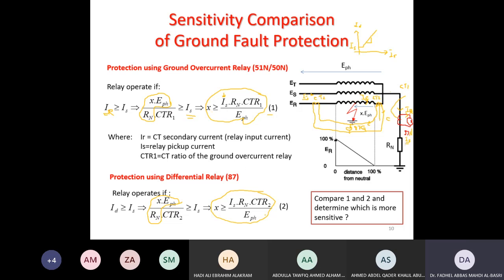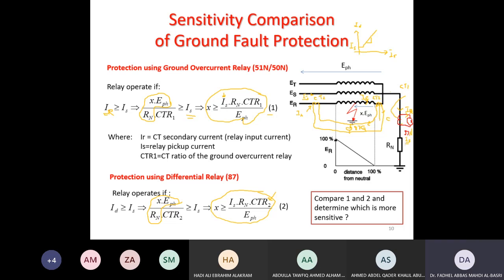Okay. So if you compare the differential CT, normally the ratio of this CT will be chosen based on the nominal rated current of the generator. Maybe the generator rated current is 1,000 ampere. I'll choose 1,000 to 5.